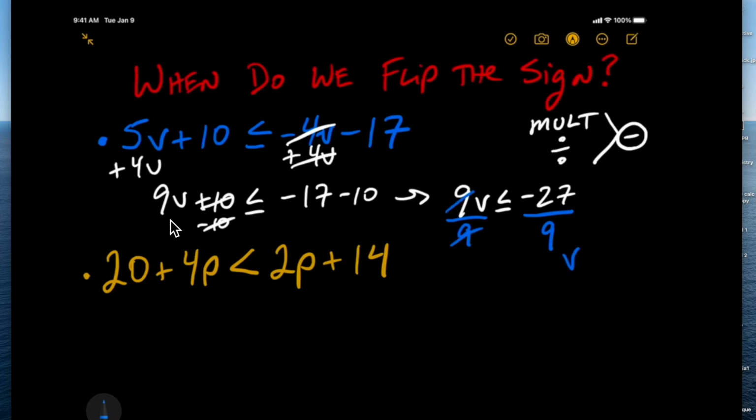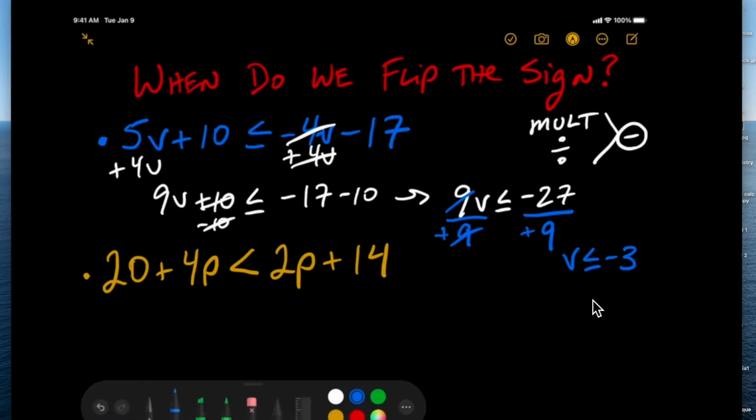Final result would be v is less than or equal to negative 3. Now, you might say, well, wait a minute, we have a negative answer. Why didn't we flip the sign? Well, the reason is we didn't divide or multiply by a negative. Our last move was to divide by a positive. So no need to flip the sign in this blue inequality. This is our final answer.